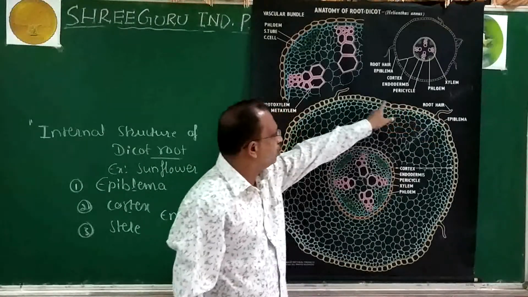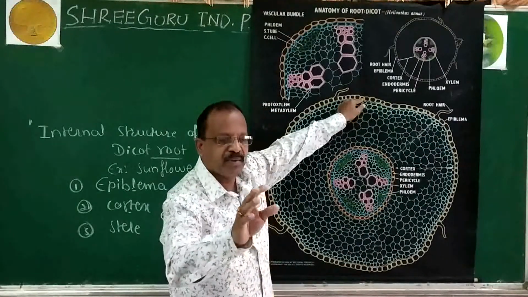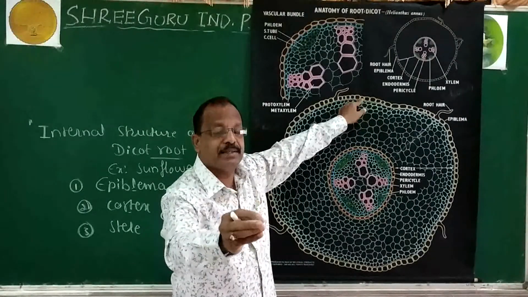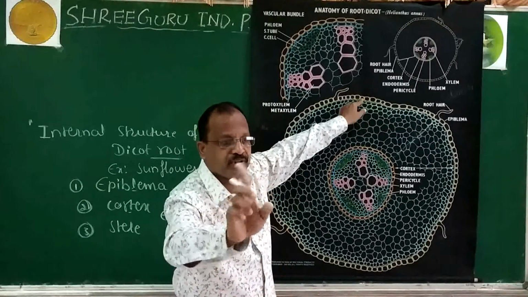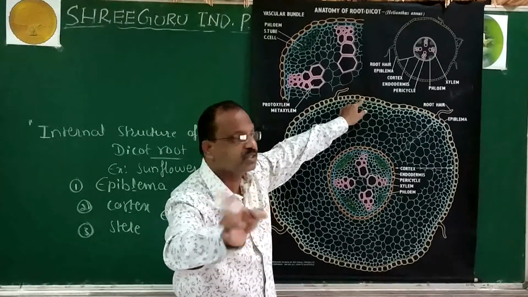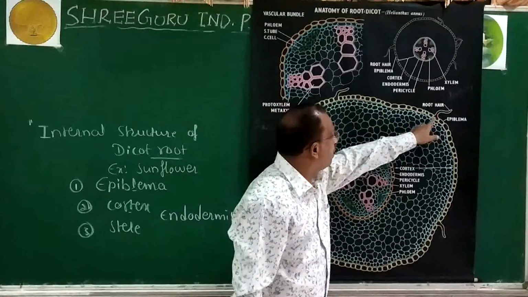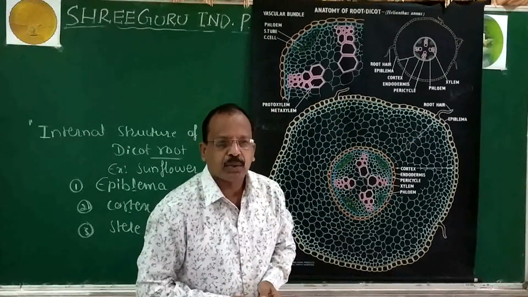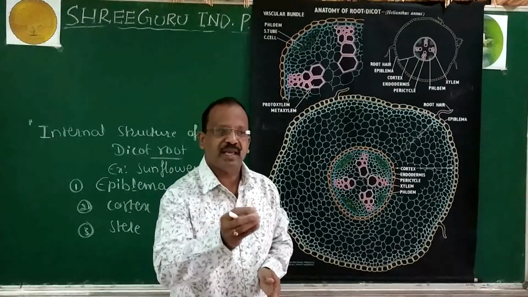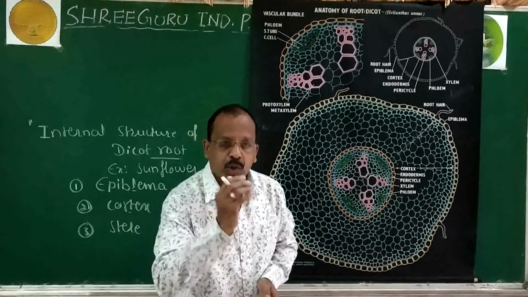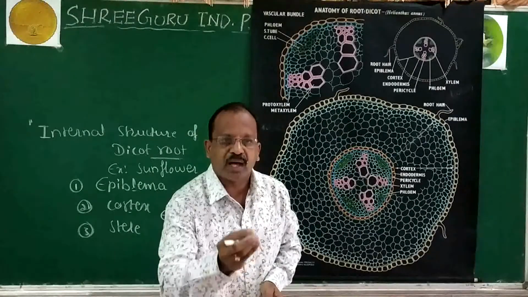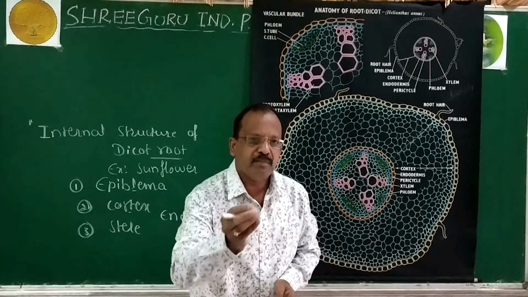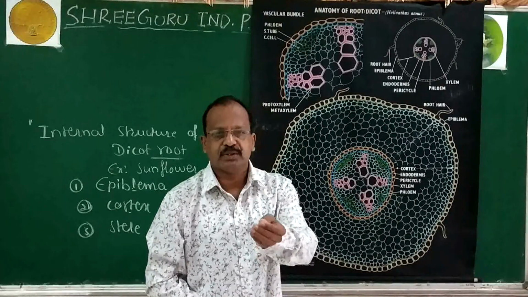Epiblema is the outermost layer. It is made up of barrel-shaped cells. Cells are tightly arranged without any intercellular space. Some of the Epiblema cells are drawn into unicellular root hair. It absorbs water and mineral salts from the soil.